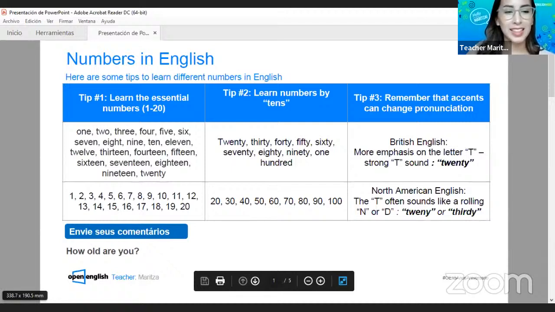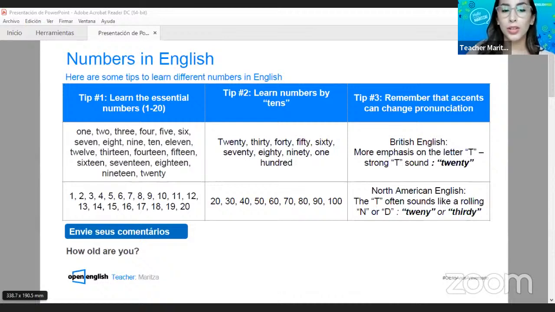So let me know here in the comments, how old are you? All right. Inacia Liam, hi there. I hope I said your name right. Welcome to our class. So how old are you, Inacia Liam? You can use our number chart to respond. How old are you? Send your comments to participate. All right. How old are you?